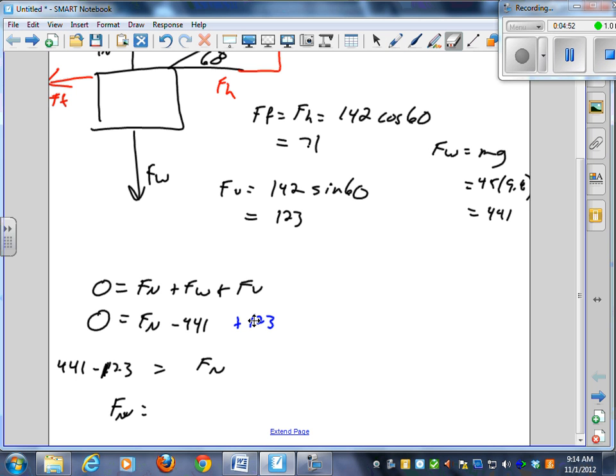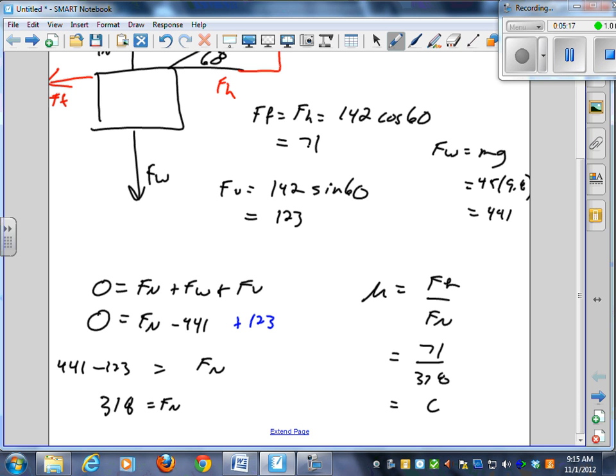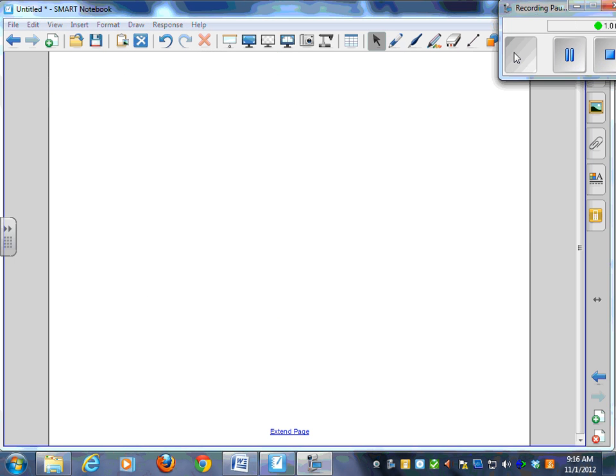Let's see if I can rewrite that actually legibly. So that's going to be how much? 318. 318 is my normal force, and now I can go mu equals Ff over Fn. Friction force is my 71. Normal force is my 318. And I get a frictional coefficient of 0.223. Okay, let's move on to part B.